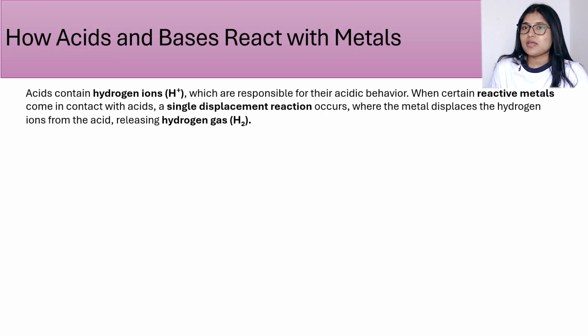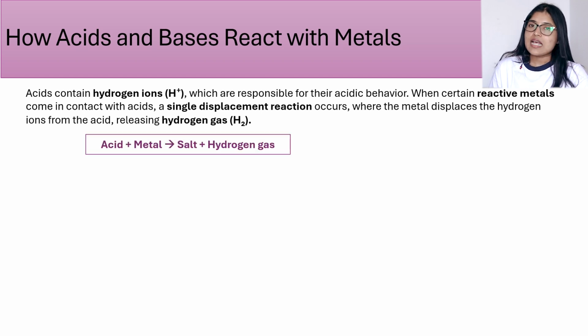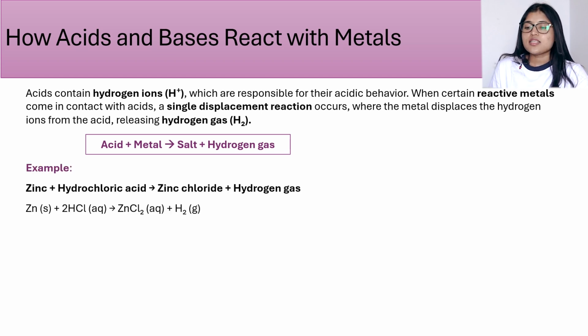How do acids and bases react with metals? Acids contain H plus ions which are responsible for their acidic behavior. Now, when certain reactive metals come in contact with these acids, a single displacement reaction occurs. That is, the metal displaces the hydrogen ion to form hydrogen gas. This reaction can be summarized as acid plus metal gives us salt plus hydrogen gas. Let us take a look at an example: zinc plus hydrochloric acid gives us zinc chloride salt and hydrogen gas.